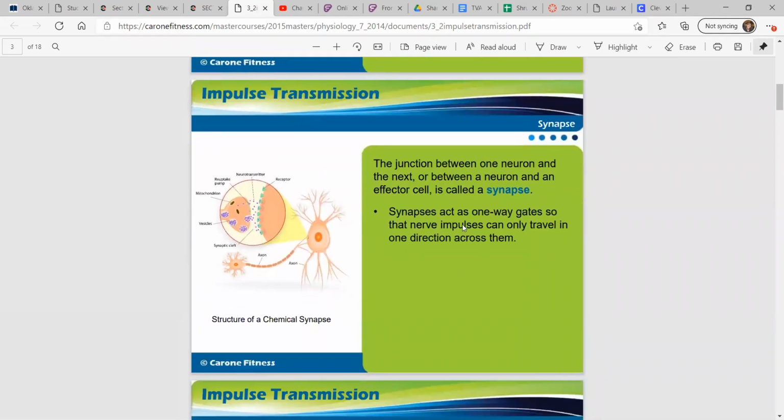And the junction between one neuron and the next, or between a neuron and an effector cell, is called a synapse. Synapses act as one-way gates so that nerve impulses can only travel in one direction.